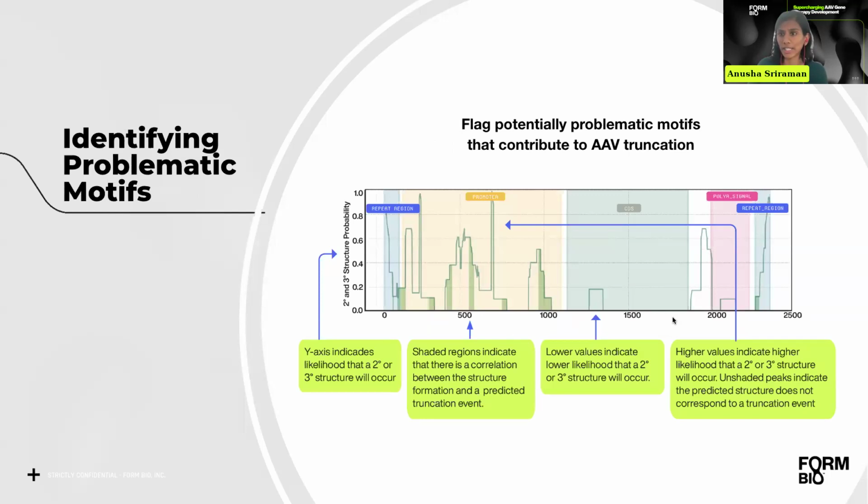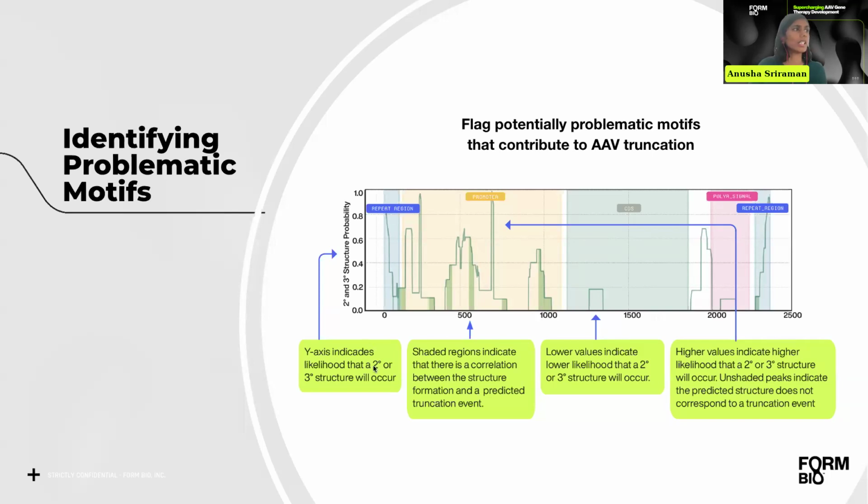Additionally, one of the major readouts that we have is what we refer to as secondary and tertiary structure motifs. So this analysis determines the probability of a given set of nucleotides to fold into a secondary or a tertiary structure, like a hairpin or a G quadruplex. So these structures could correlate with a truncation event like replication fork stalling.